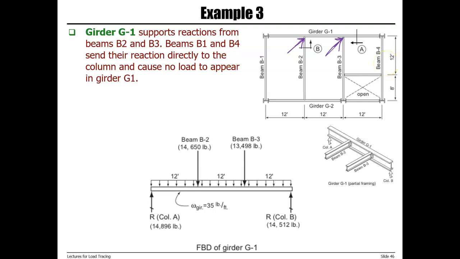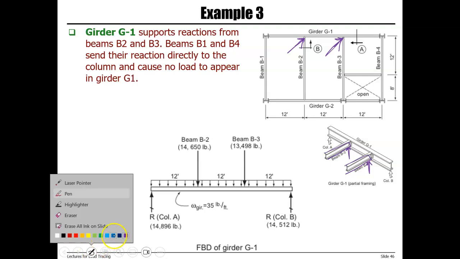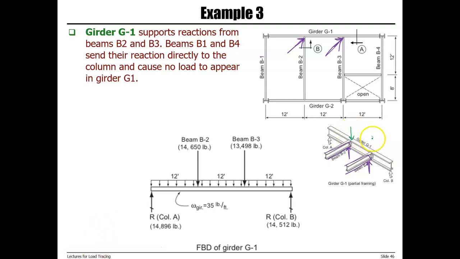B1 and B4 are connected to the web of the column. The load from B1 and B4 is transferred to the column. B2 and B3 are connected to the girder. So this is the detail of B2 and B3 connection, and as you can see, they're connected to the girder. So the end reaction of these two are the loads transferred to the girder. And we have the numbers from the previous slide.